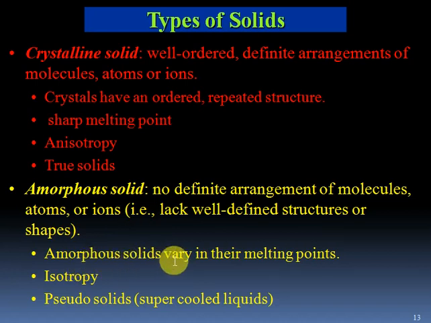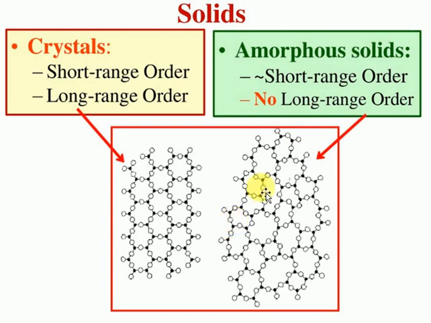Next, amorphous solids generally vary in melting point and boiling point. Generally, amorphous solids have no long range order. There is no fixed melting point or boiling point. Amorphous solids are isotropic. If you observe the physical properties in any direction, they remain the same because of the irregular arrangement of the particles.